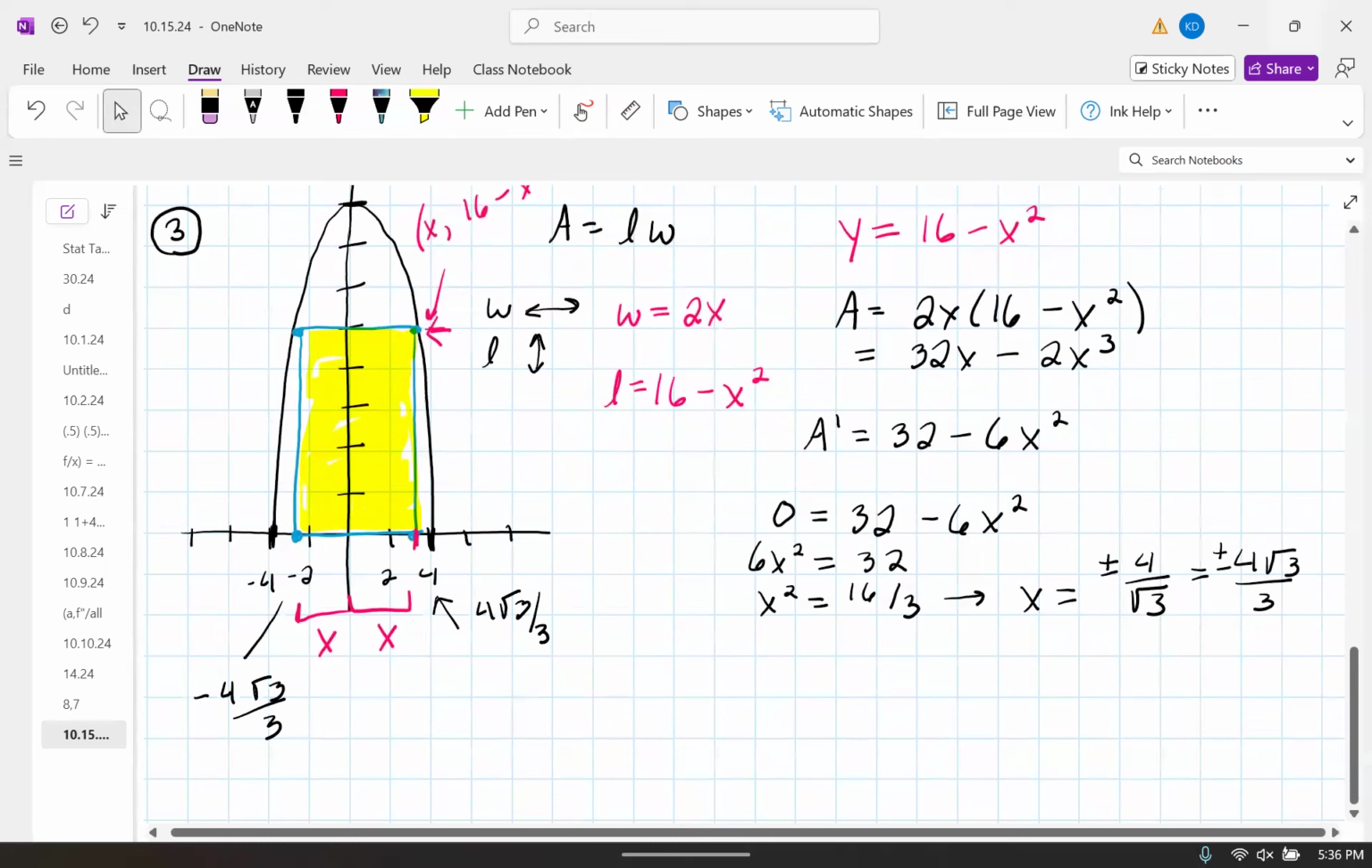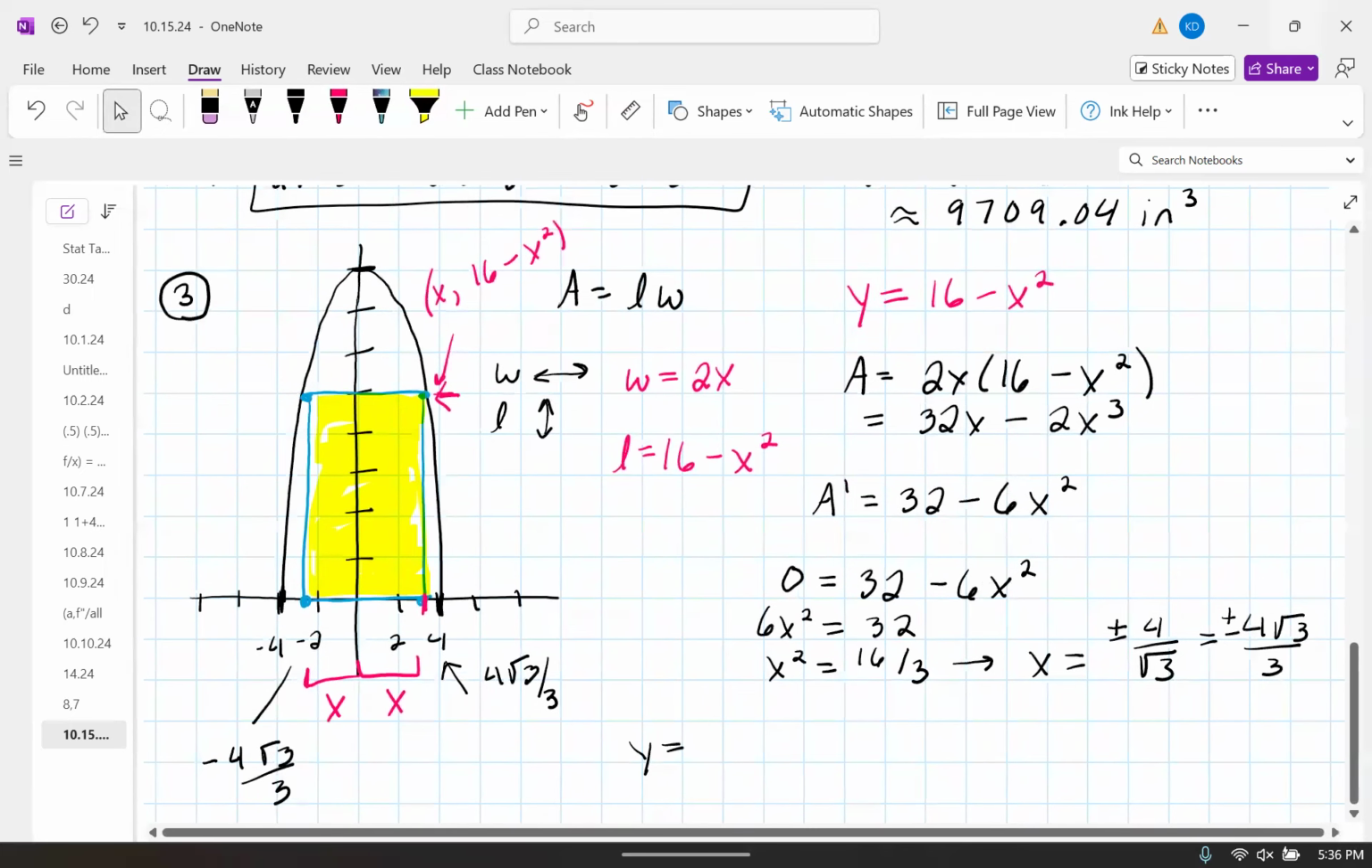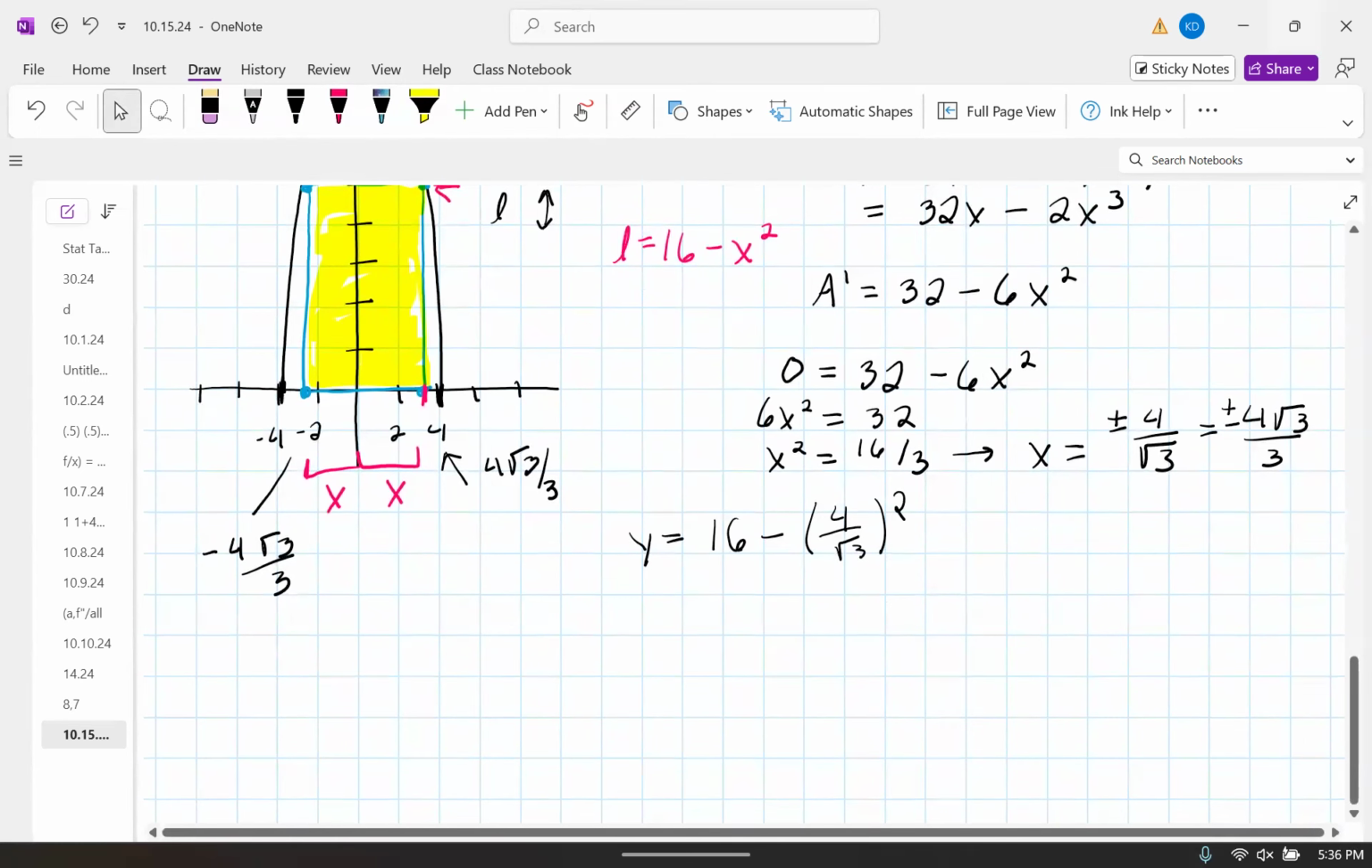And what's my y value? I have everything on the screen to figure out y. I'm going to put in the non-rationalized version because it's going to make the math of this a little easier.